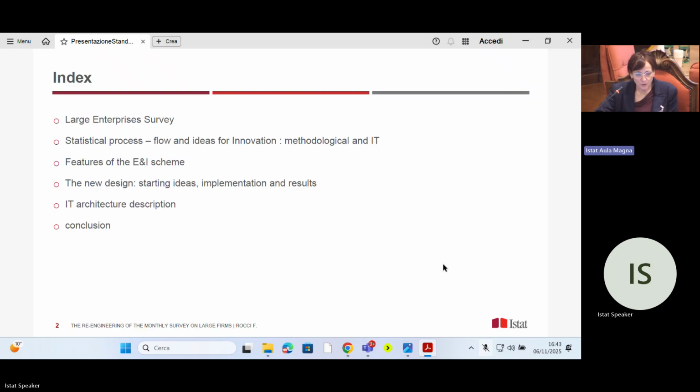The presentation will go through a description of the survey. So we will have a look at the statistical process, and how the ideas for innovation were born. The future of the editing scheme was in a way at the core of the redesign. So we show the ideas, the implementation and results together with the IT architecture description, which was obviously important to achieve what we wanted to do. And then conclusions.